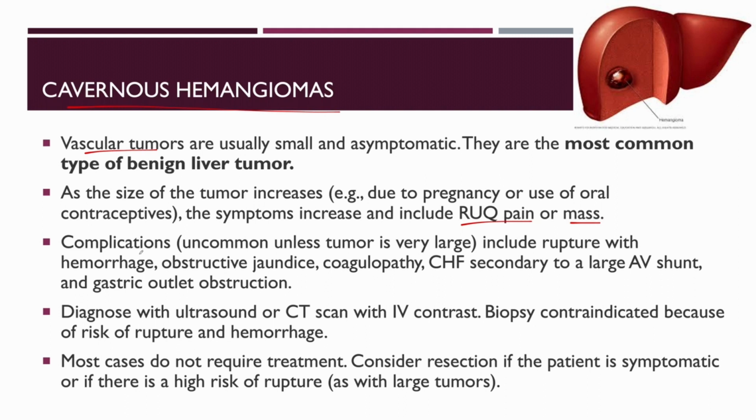Complications are pretty rare unless the tumor is very large, and that includes rupture and some obstructive jaundice if it's close enough to the biliary pathways. We diagnose with ultrasound and CT scan; biopsy is contraindicated because of the risk of hemorrhage. Most cases do not require any treatment, but we do consider resection if the patient is symptomatic, painful, or if they have a high risk of rupture, such as with large tumors.